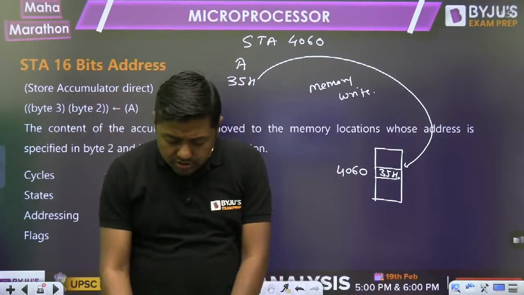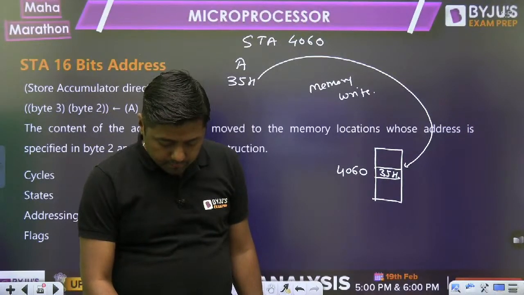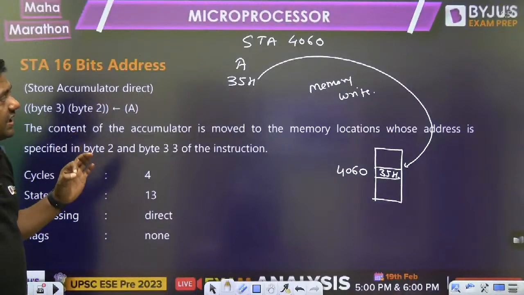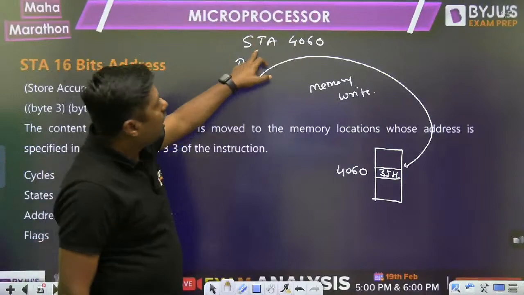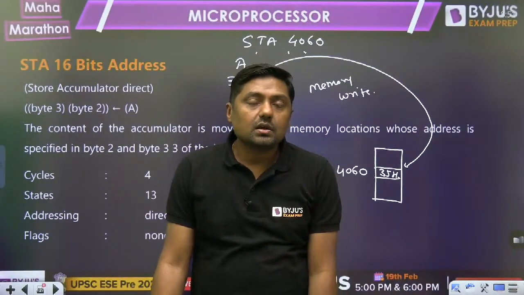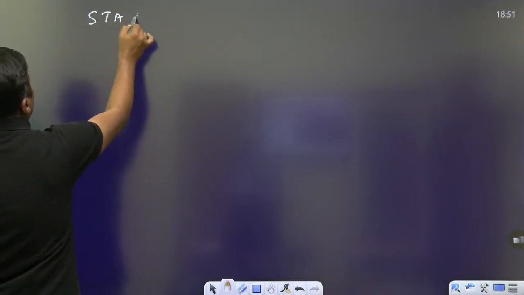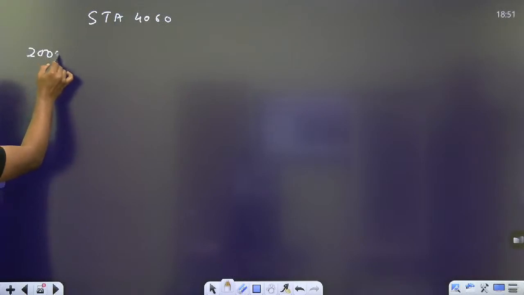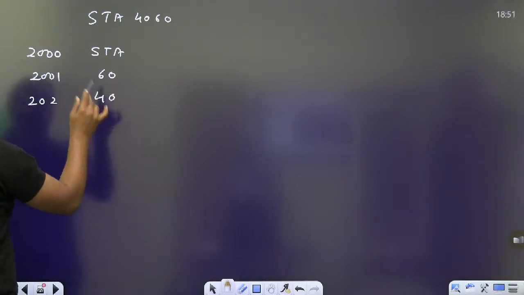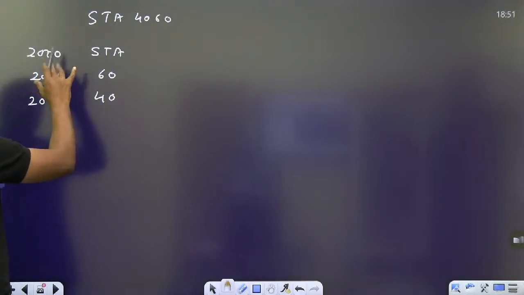STA 4060 is a 3-byte instruction. Tell me, how many machine cycles? I am going to explain STA, and from LDA you will get the idea. Always remember, when I am writing STA 4060, for example starting at 2000, you have to write the opcode, then 60, then 40: opcode, lower order address, then higher order address. So it will consume 3 bytes in memory, and that's why it is called a 3-byte instruction.